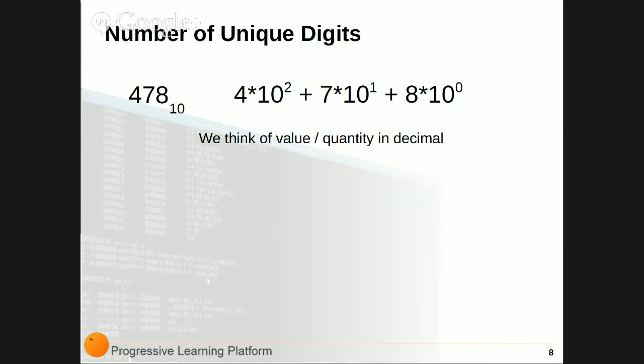The thing is, we think of value or quantity in decimal here because what? We have 10 fingers, right? If we happened to have 8 fingers or 16, it would be easier for us to convert between binary and whatever, because our brain would be wired for that. But with 10, there's some complication trying to convert between the two because it's not powers of 2.